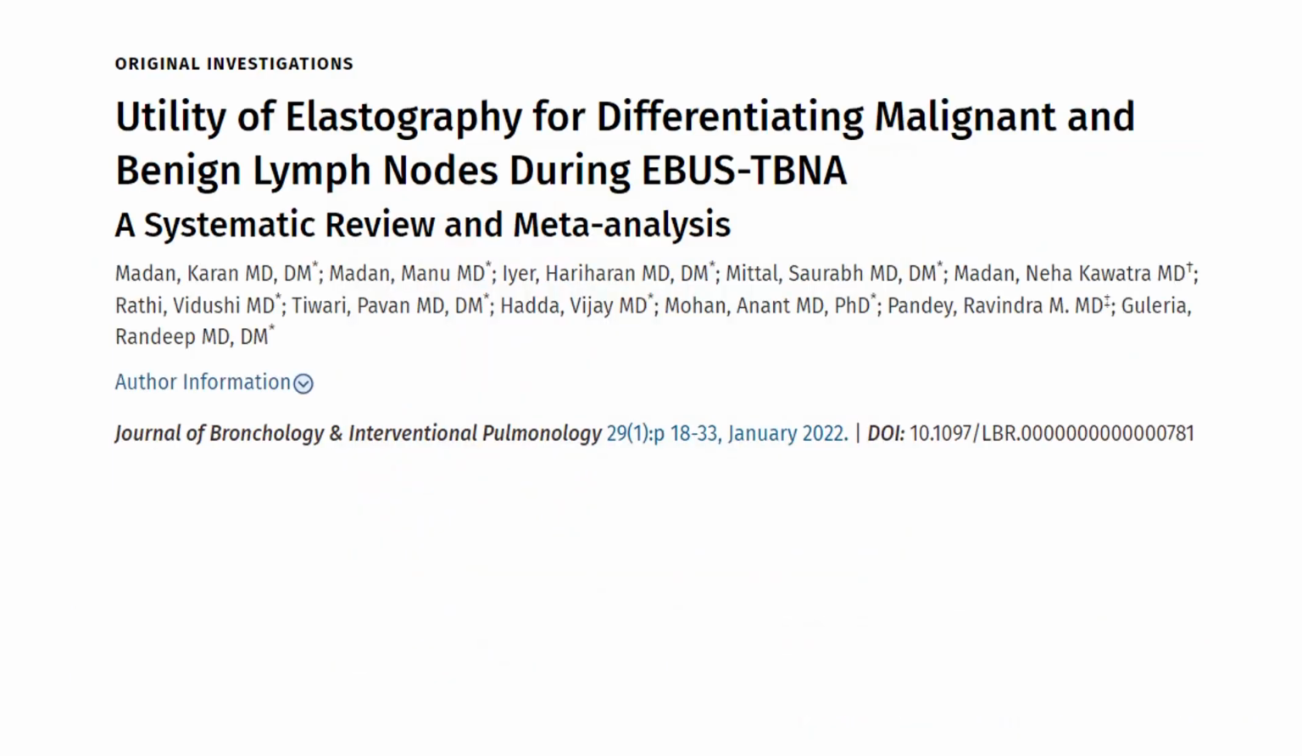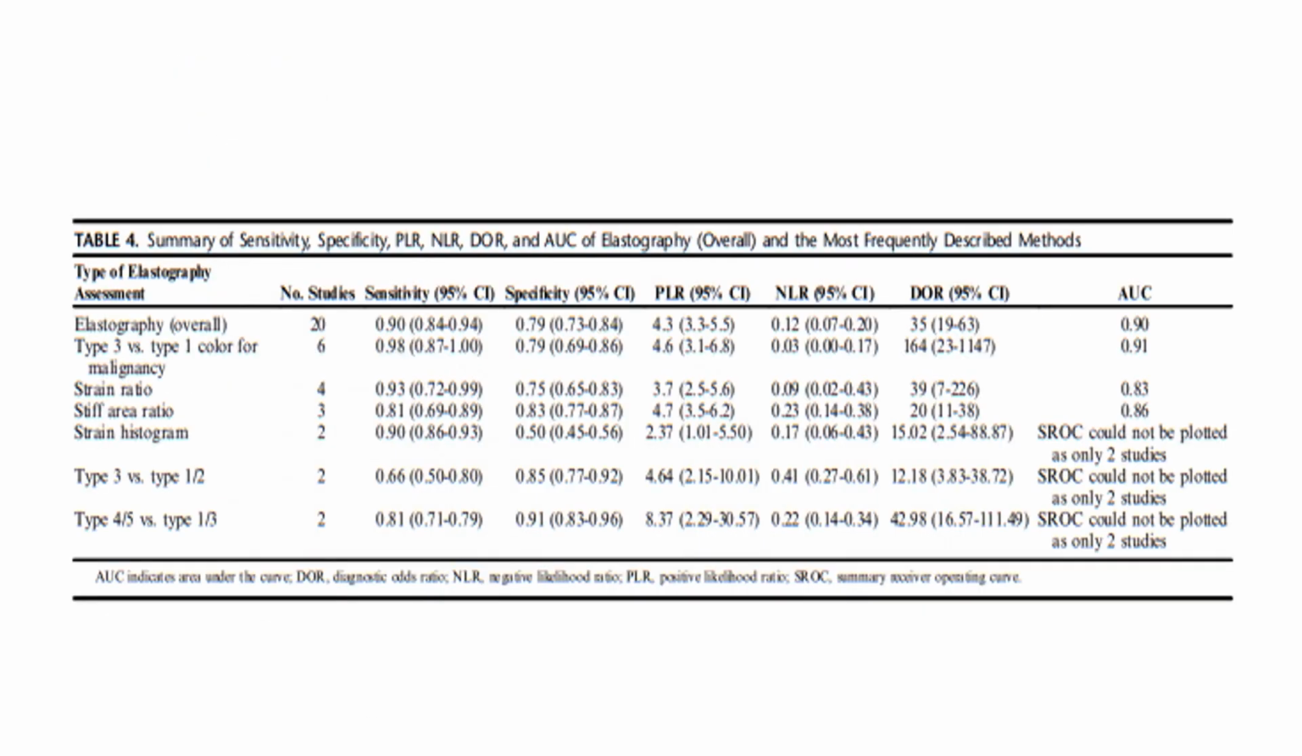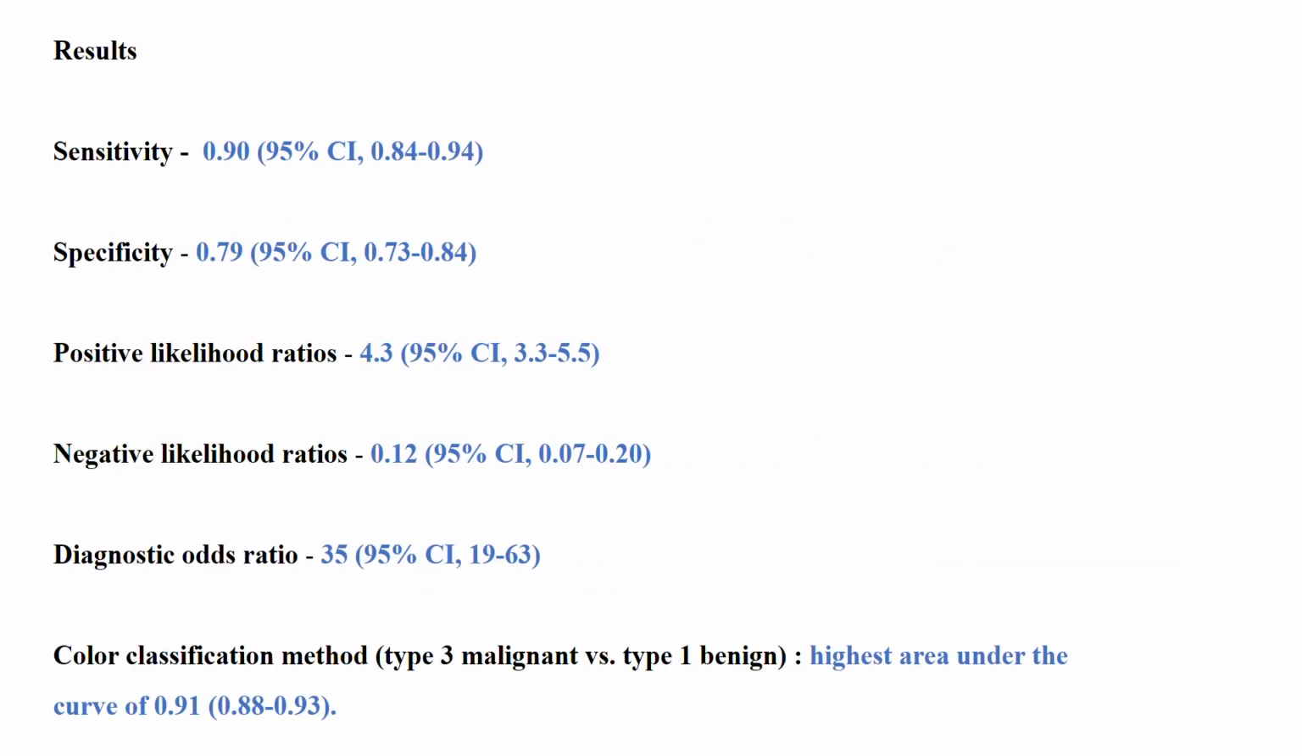And with respect to the evidence surrounding EBUS elastography, there has been a systematic review and meta-analysis trying to use elastography techniques to differentiate malignant from benign nodes. I'll just put it in a nutshell. What they found was the sensitivity in differentiation was as high as 90%, but the specificity was only 0.79, which means that even if you get a negative elastography favoring benign, you can still have a malignancy.